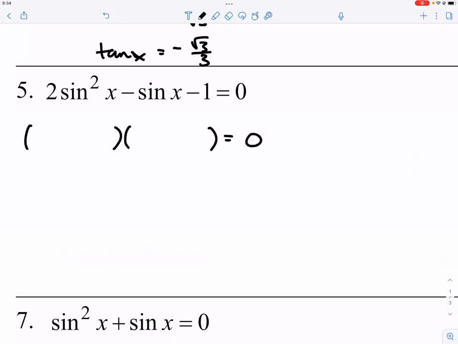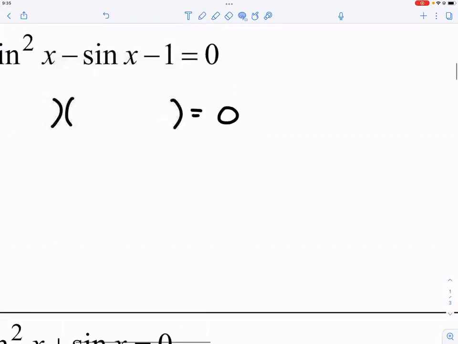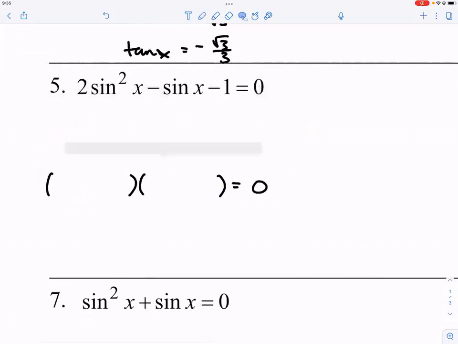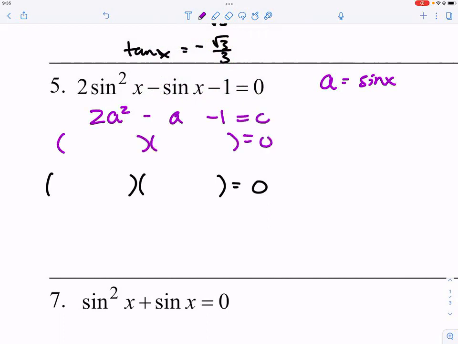We just jam those trig functions in with the quadratic stuff. Now on the one hand, you may say, oh, let me use a dummy variable. Let me use a. I'm going to show you both. So on the one hand, you may say, let me use a as sine x. So you have 2a squared minus a minus 1. And you do the factoring like this.